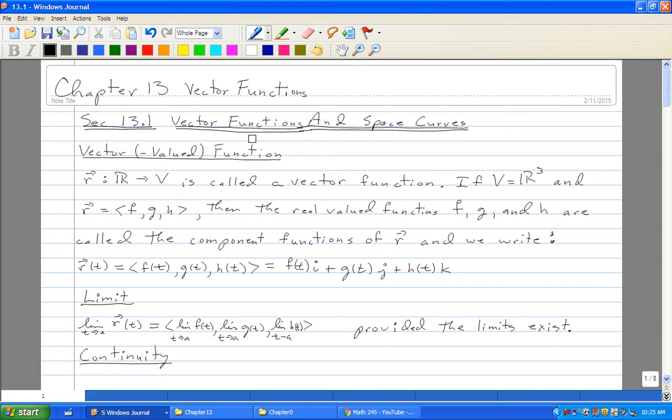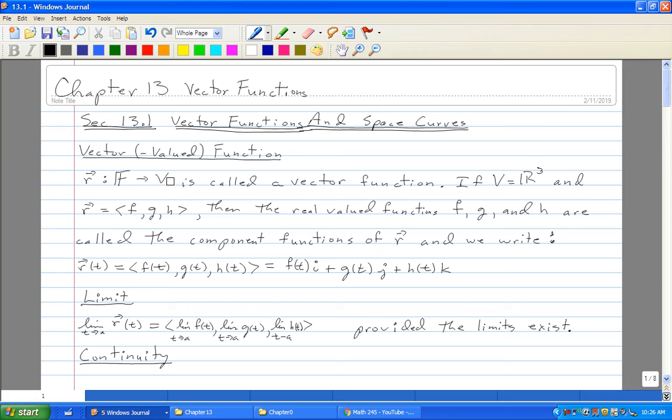a vector valued function is some function from, let's say, the real numbers, some complete field, to some vector space, and this is called a vector function.